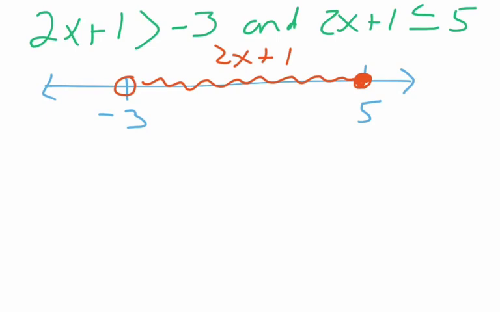So I'm going to do that here. I'm going to take the 2x plus 1, and I'm going to write it in between the negative 3 and the 5. I probably should have said negative 3 and 5. I don't know why I went from right to left there. And this is called a compound inequality. It's got the two pieces to it.